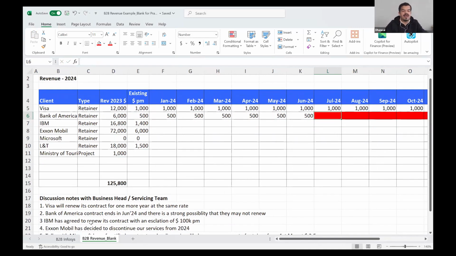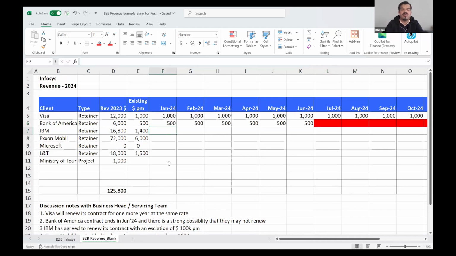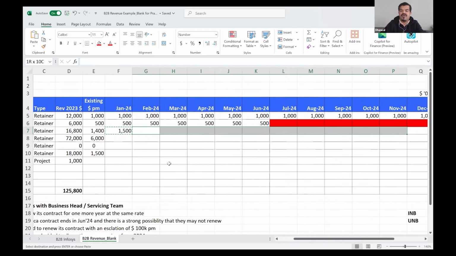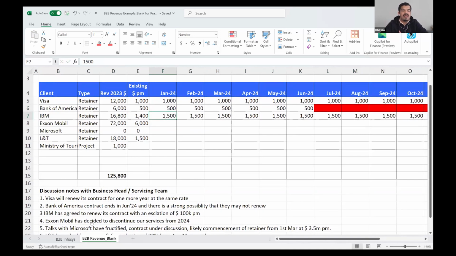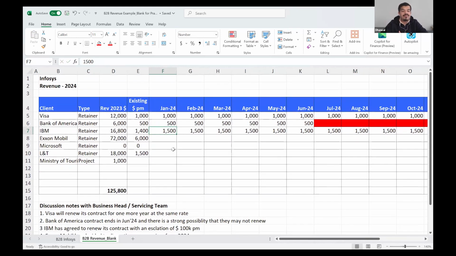IBM has agreed to renew the contract with an escalation of $100,000. IBM is paying us $1.4 million, and we have agreed to a $100,000 escalation, so it now becomes $1.5 million and continues till the end of the financial year. ExxonMobil has decided to discontinue our services from 2024. So what happened here?